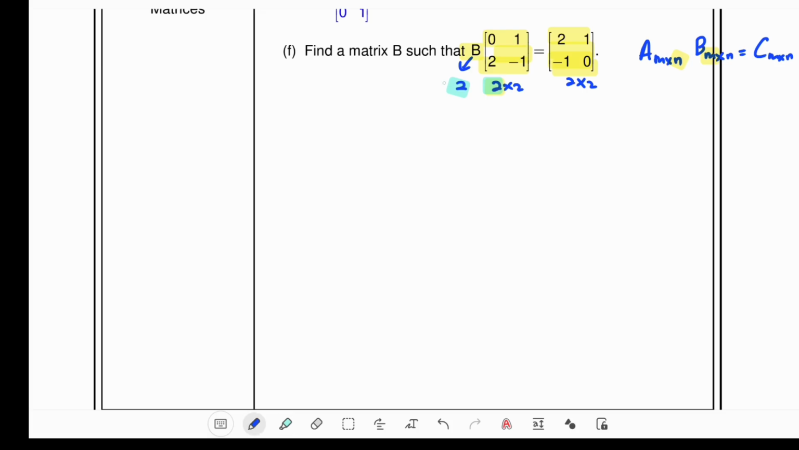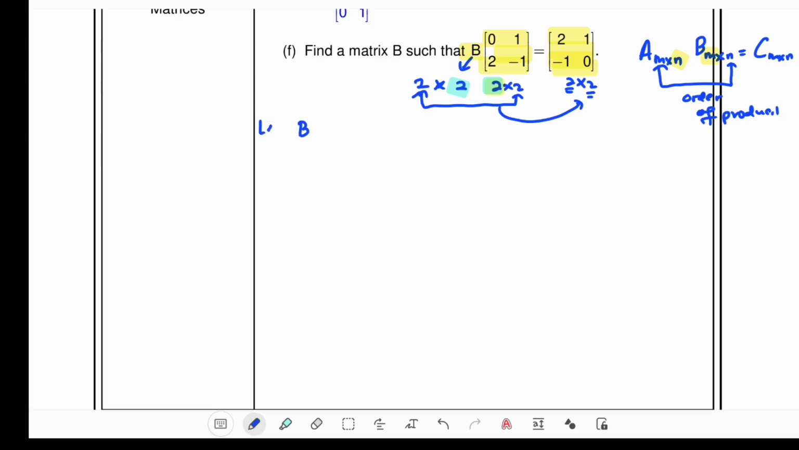So what's the number of rows for the matrix B? The number of rows you can get from the dimension of the product itself. The product itself comes from this value. This is the order of the product. Since this value is 2 by 2, it means that this should be 2. It must be the same. So we get one clue, which is that the dimension for the matrix B is 2 by 2.